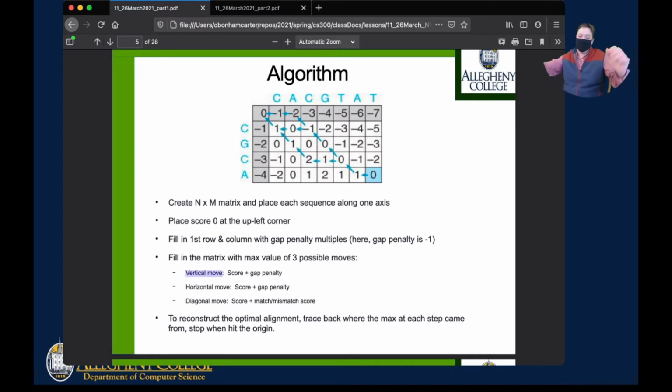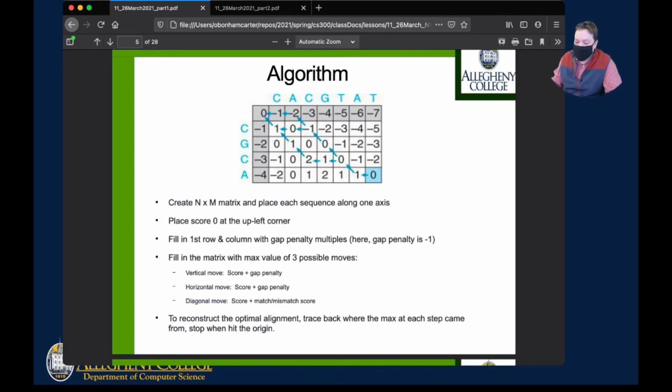I'll just call this the vertical move. Basically, you're making a calculation from the vertical cell relative to where you are. You have to make a calculation from the horizontal cell relative to where you are. And then you have to make a calculation from the diagonal cell relative to where you are. Now you'll see how these scores all come together.